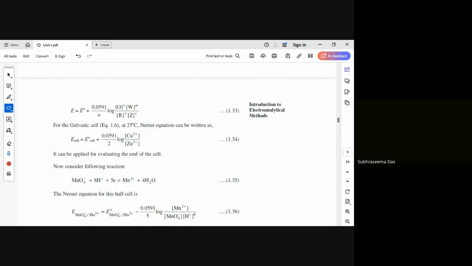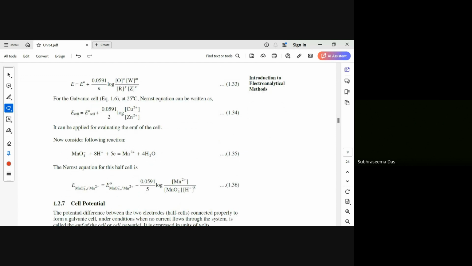If we look into the application of the Nernst equation for a galvanic cell, since the galvanic cell concerns copper and zinc, we can write E cell is equal to E cell zero plus 0.0591 by 2 log of the concentration of copper by the concentration of zinc.